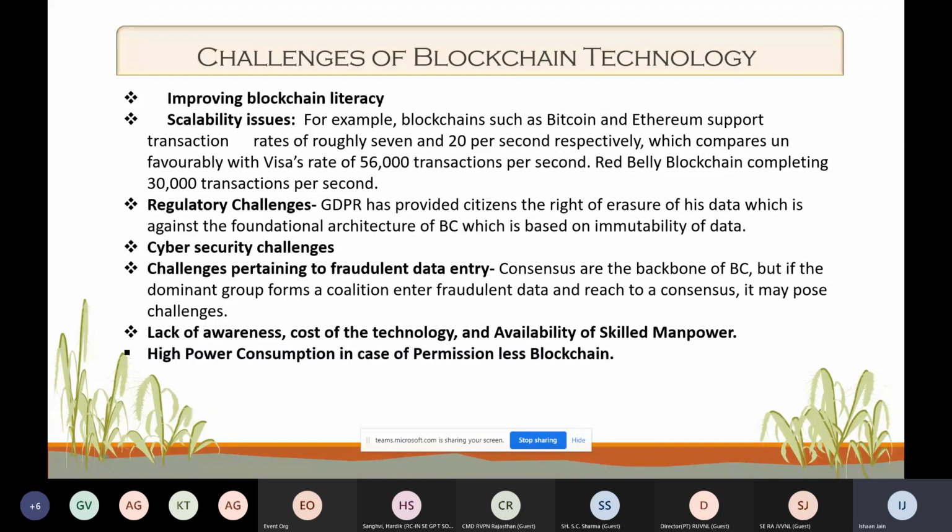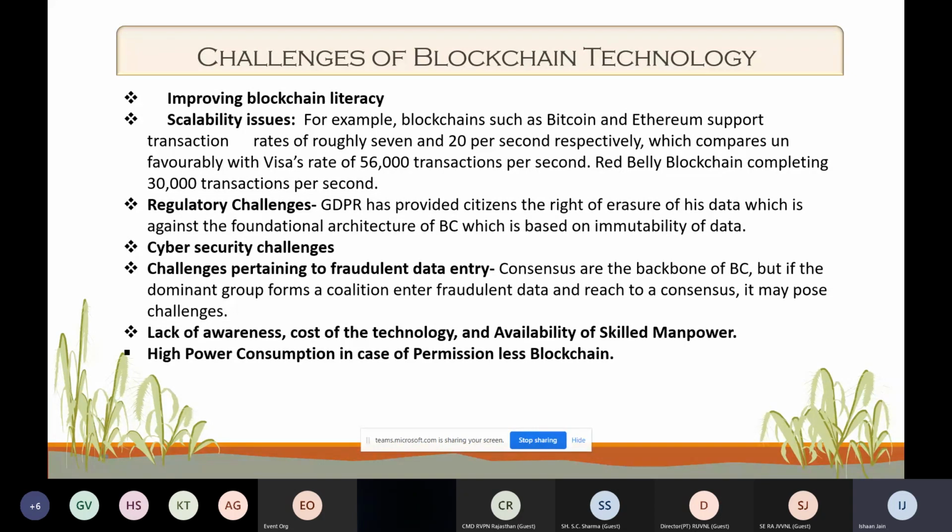Regulatory challenges: GDPR, the General Data Protection Regulation, has given every consumer the right to protect their privacy. But in blockchain, once the data is written, it cannot be erased, because this is definitely the limitation: you cannot tamper with the data. If at all you want to erase the data, you have to utilize more and more electricity and go step by step. You have to delete many transaction histories, and that is near to impossible in this particular blockchain.